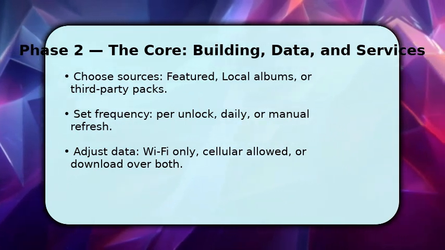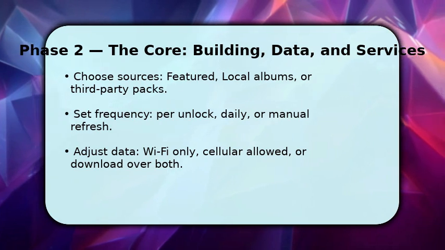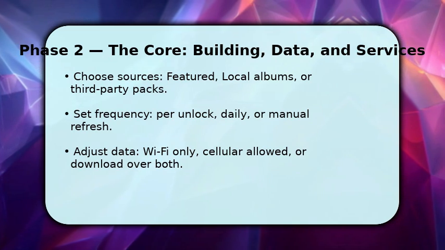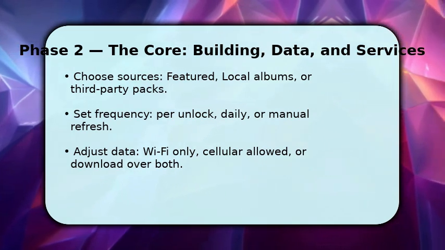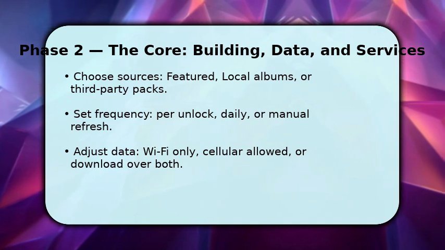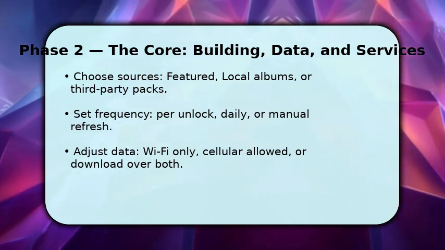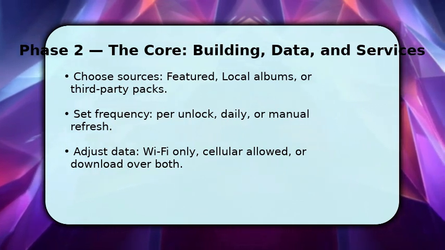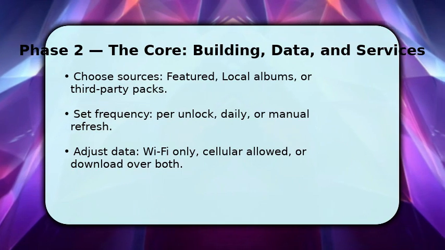Next, set rotation frequency: per unlock for maximum change, daily for moderate rotation, or manual if you want control. Make sure to select download behavior: Wi-Fi only to save mobile data, or allow cellular when you need fresh images on the go. Finally, preview a few wallpapers to confirm aspect ratio and cropping settings match your home screen.